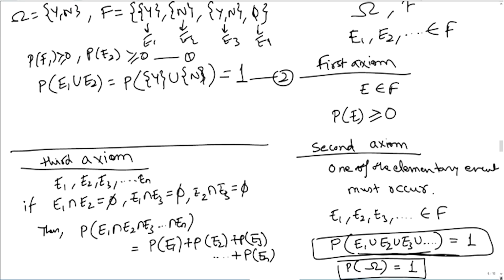Now, let us go to the third axiom. The third axiom says that if two events are mutually exclusive, that means events that do not share any common element, then the probability of their intersection is equal to the summation of their individual probabilities. Which events here are mutually exclusive in your event space? Are E1 and E3 mutually exclusive? No, right? Because they share a common element.